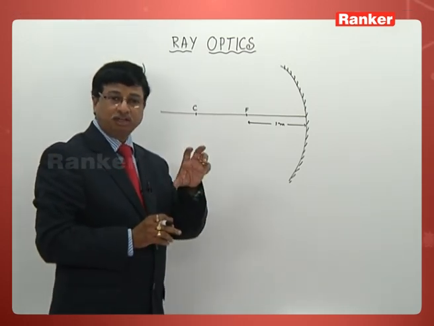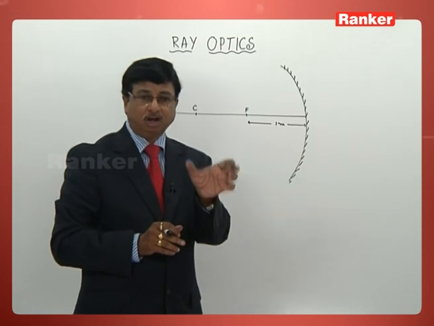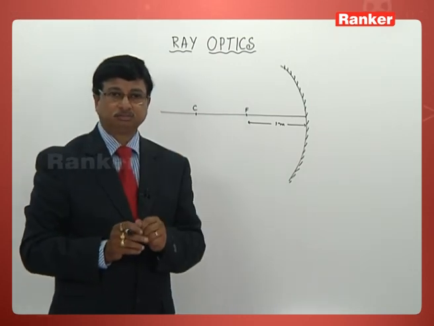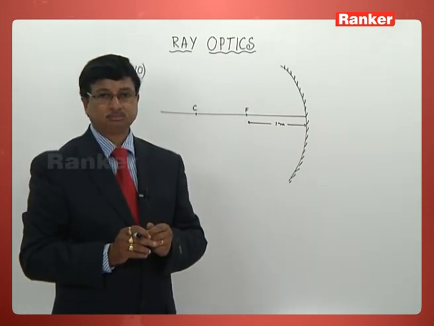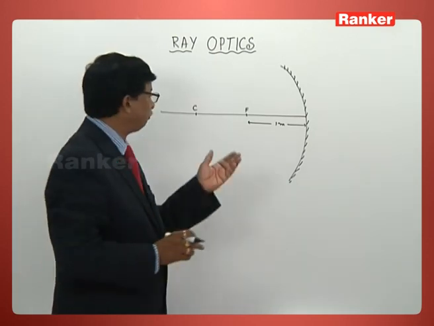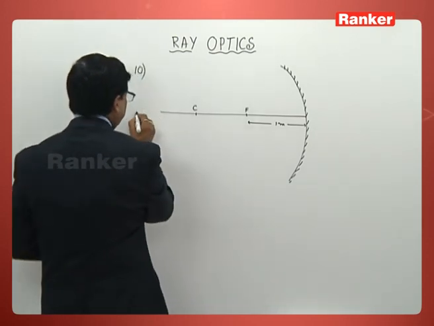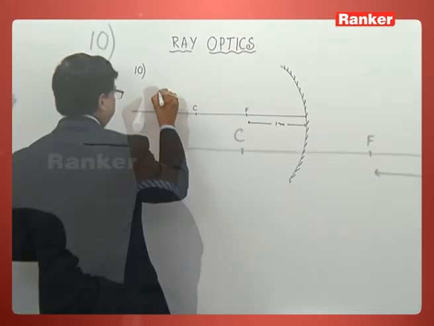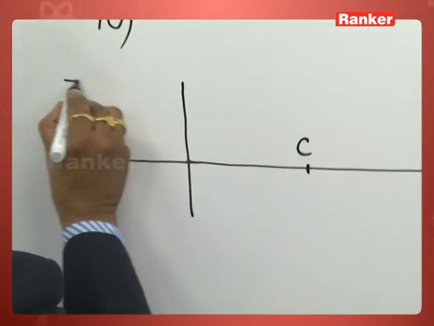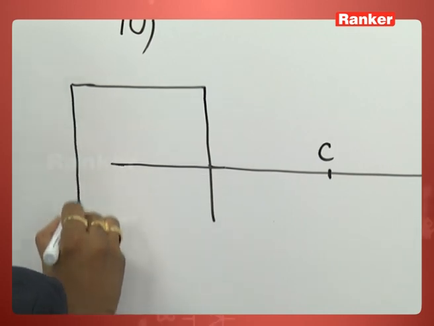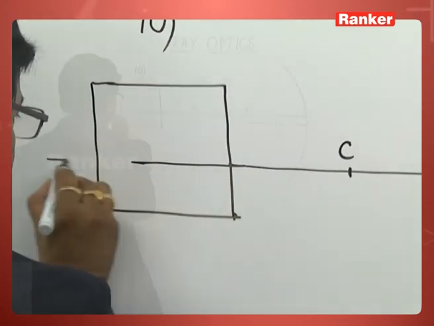But what is he giving? He is placing this time not a linear object, but a solid piece, a cube. At what distance he has placed that one, you just observe this first. He has placed a cube here. This one is the cube that he is talking about.